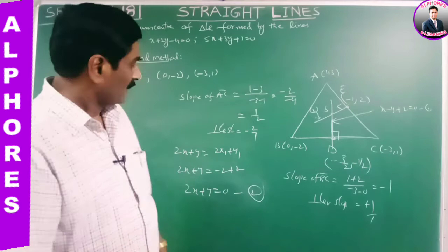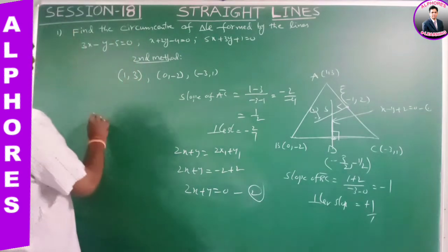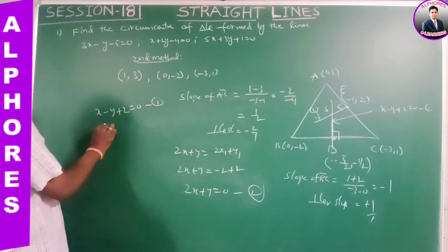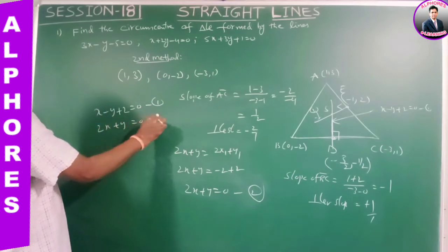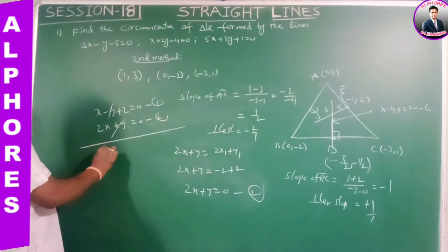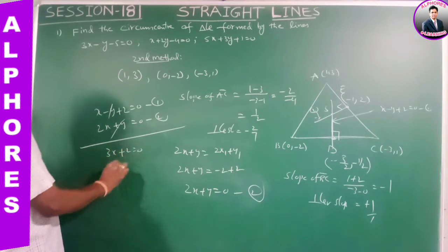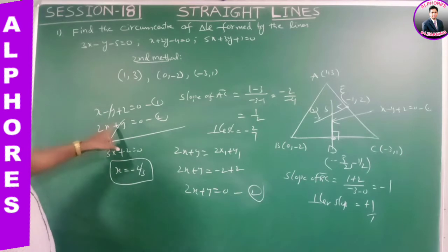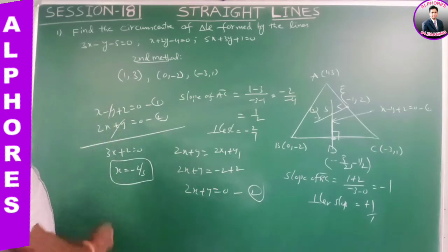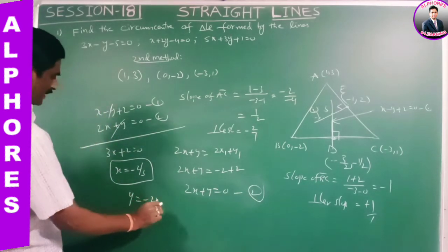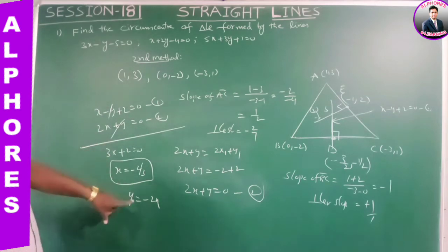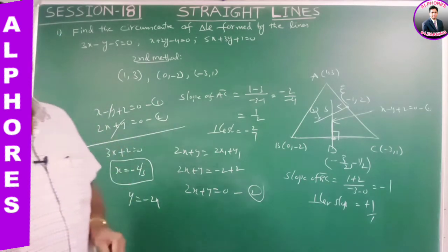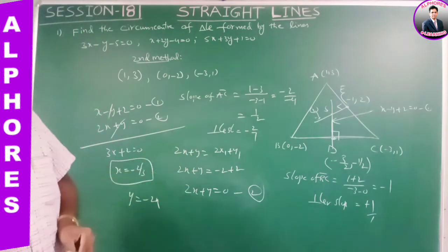Another method: by solving 1 and 2. One equation is x - y + 2 = 0. The second equation is 2x + y = 0. By adding these two, y cancels, so 3x + 2 = 0. What is the value of x? x = -2/3. By substituting this value in the equation, we get the value of y. y = -2x, so y = 4/3. Therefore, the circumcenter is (-2/3, 4/3). Please note this value. It is the second method.